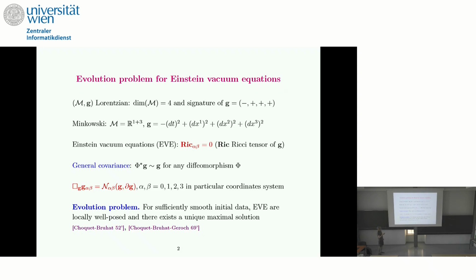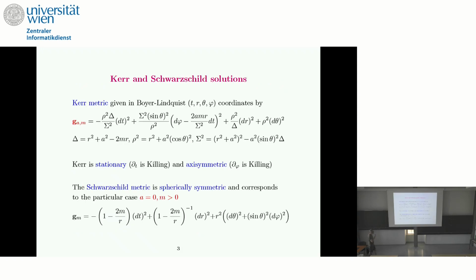Obviously, the Minkowski spacetime is flat, so the curvature tensor is 0, and therefore the Ricci tensor is 0. So that's already a first solution of the Einstein vacuum equations. If you want, it's the trivial solution for these equations. And what I want to look at is a different stationary solution, or rather family of stationary solutions. Let me present them now.